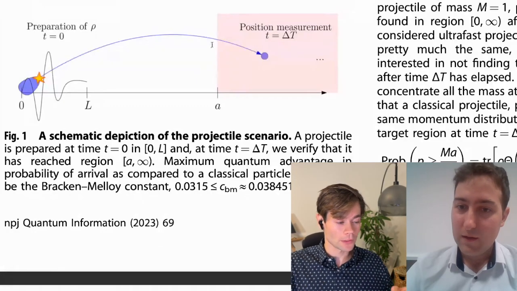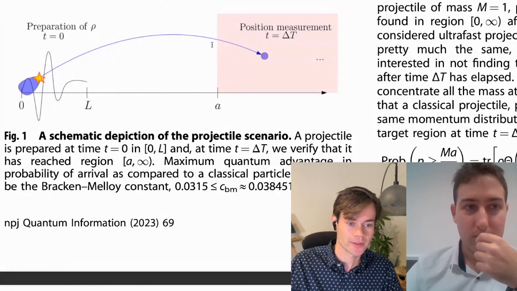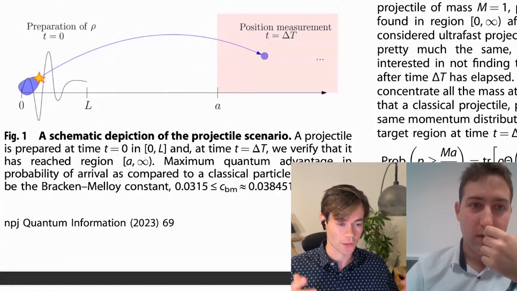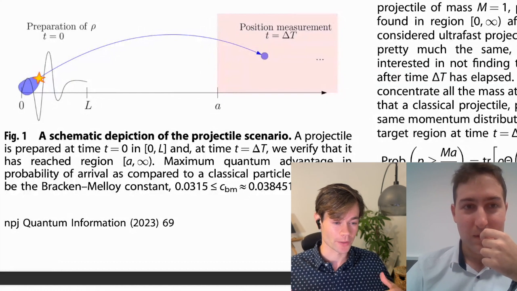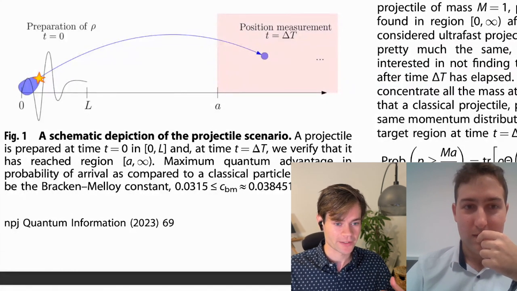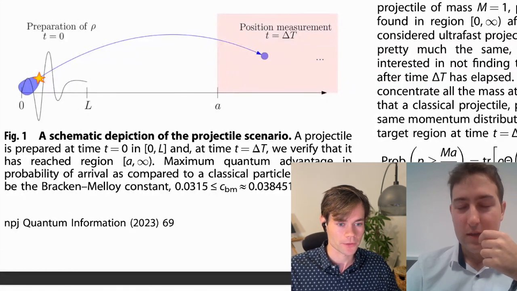So maybe if we look at what I'm sharing on the screen now, which is the experimental setup for this, to get back onto the chronological order of things, would you mind describing just how you set up the experiment to actually evaluate whether there would be some advantage for these quantum systems or these quantum particles?